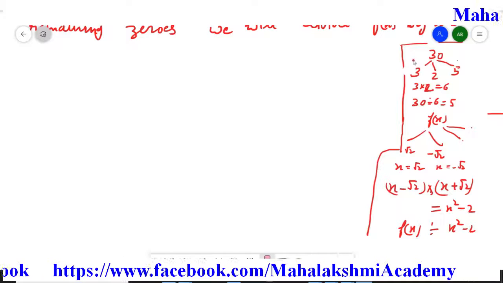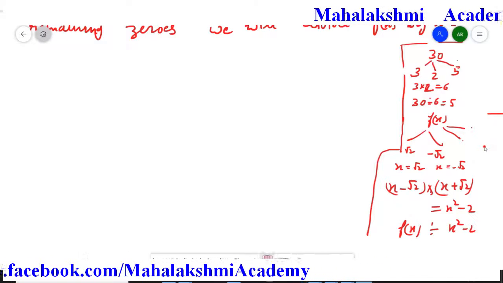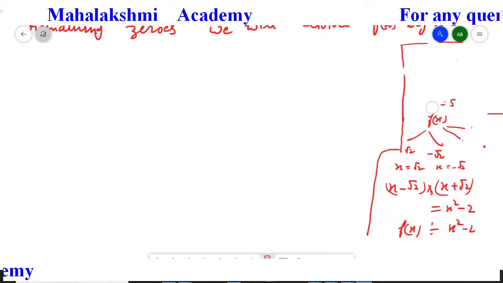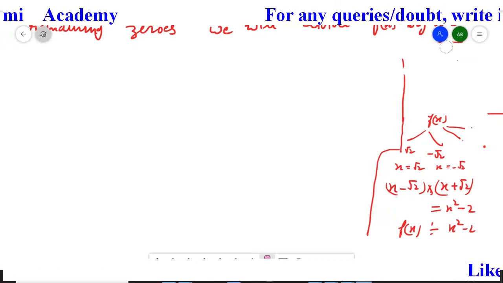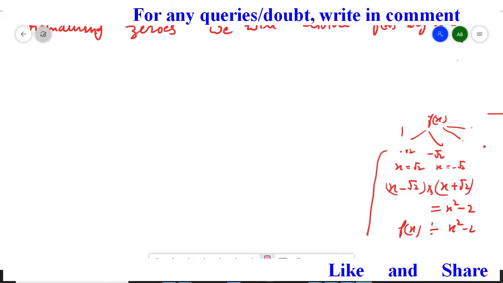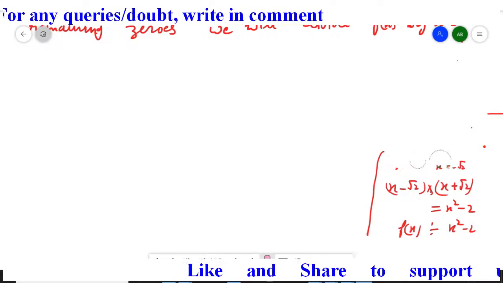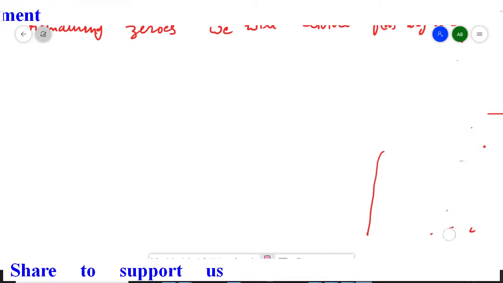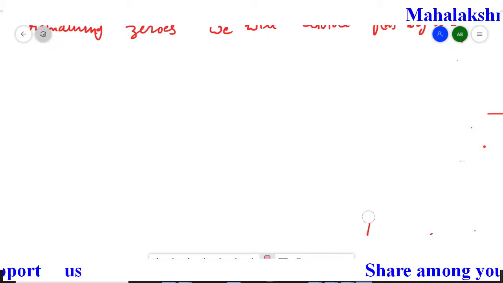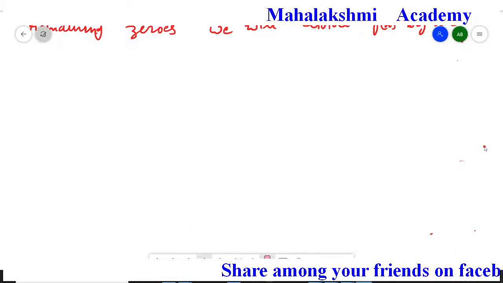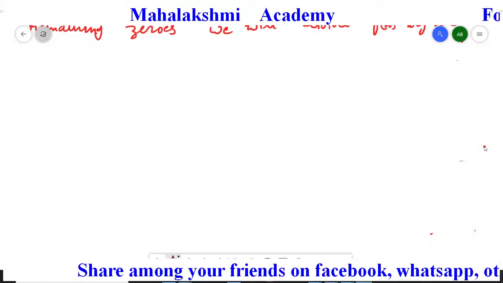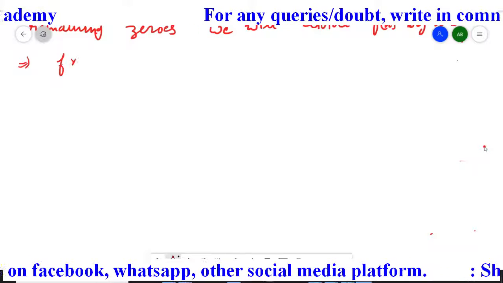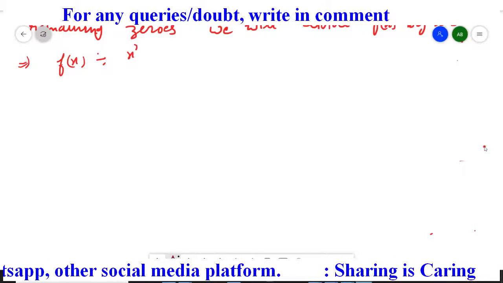That's why I wrote in the statement first x is equal to root 2, then x is equal to minus root 2, are the two zeros. Then I used the formula (a plus b)(a minus b), that gave me x square minus root 2 square, that is x square minus 2, the factor of f(x). So to find the remaining zeros, we have to divide f(x) by x square minus 2.